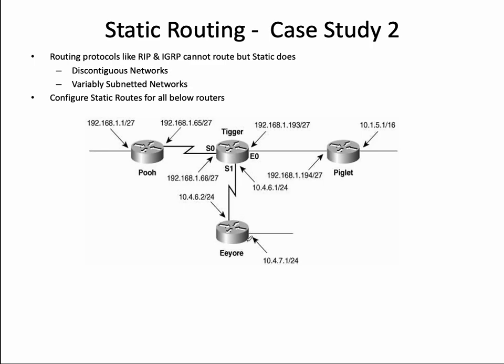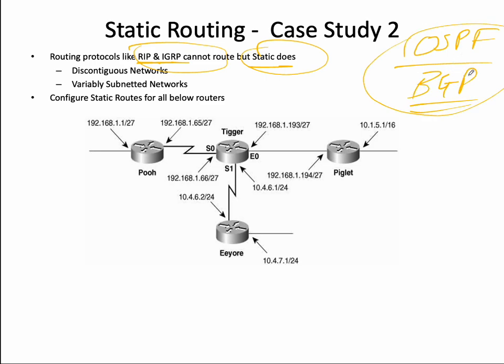So what are the advantages of static routing? Some of the routing protocols, like RIP and IGRP, no one uses now. They cannot route this, but static routes can. There are some limitations of RIP and IGRP, but those limitations do not exist in the OSPF and BGP protocols. That's why OSPF and BGP are mostly and widely used in networks.